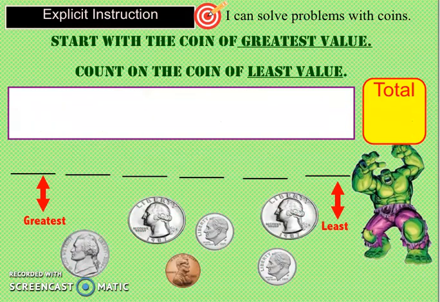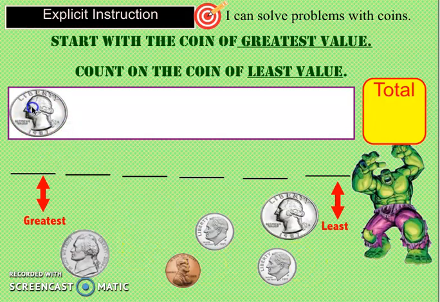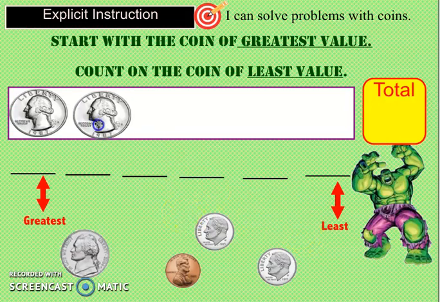Let's do another one. Oh, he has a lot of coins here. Our first step is to put them from greatest to least. So which one of these coins would go first? He has a nickel, a quarter, a dime, a penny, another dime, and another quarter. Which one would go first? That's right, it would be a quarter. And I already know there's another quarter here, so I'm going to line that one up right next to it.